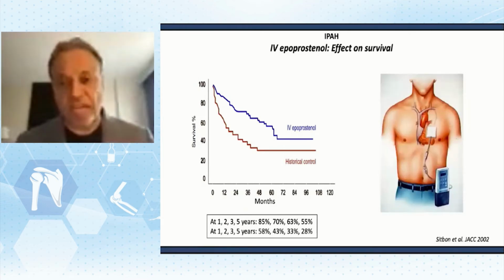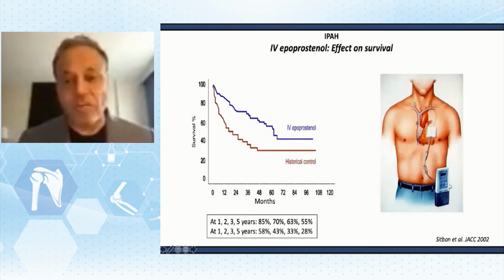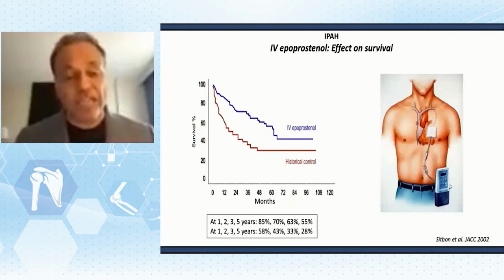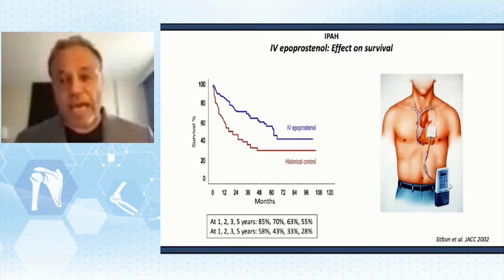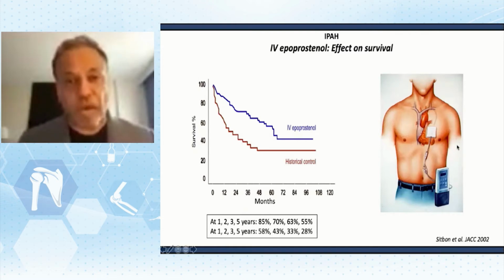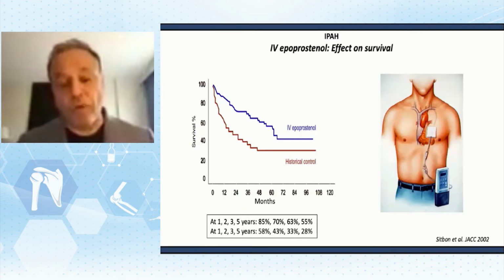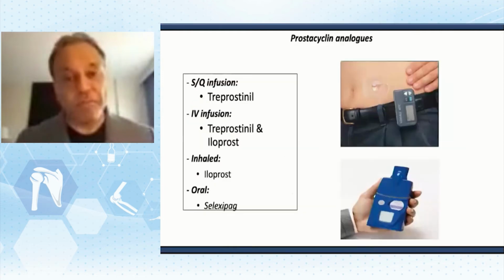Now, the problem with IV prostacyclin is that it needs an indwelling catheter and a 24-hour infusion with a pump that might be logistically challenging for the patient. And also because of the short half-life of the drug, if there is any interruption of the treatment, you might have rebound pulmonary hypertension. So if you put your patient on IV epoprostenol, which is the best treatment available, we need to be sure that the logistics for proper follow-up and immediate medical care are available.